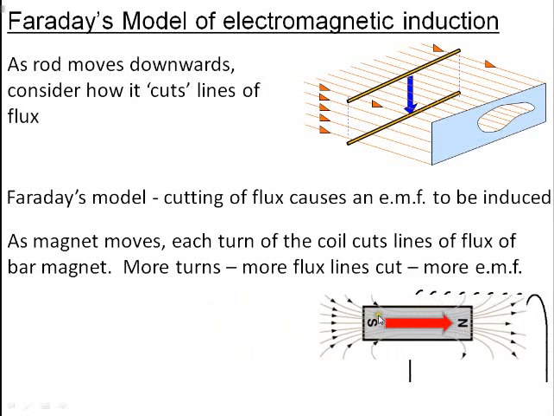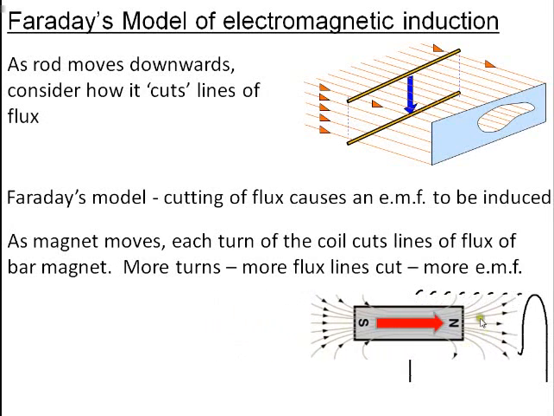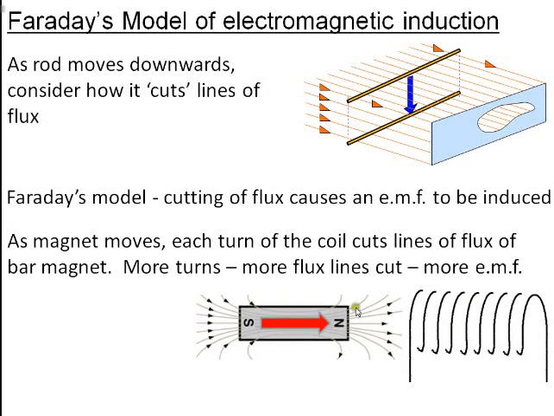Now I've got it moving, but it's not brilliant because you can't see through it. But if you imagine all these lines of flux here are going to cut through the coil as it goes. Because there's more lines of flux cutting through, there's more coils being cut, so they'll each cut through 1, 2, 3, 4, 5 coils, you get more EMF than you would in this more simple setup at the top of the page.